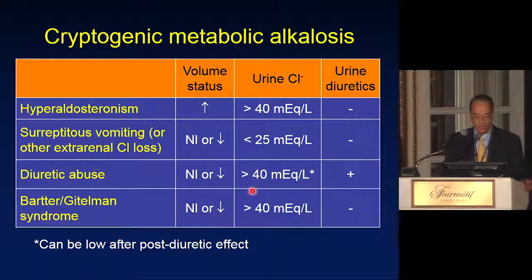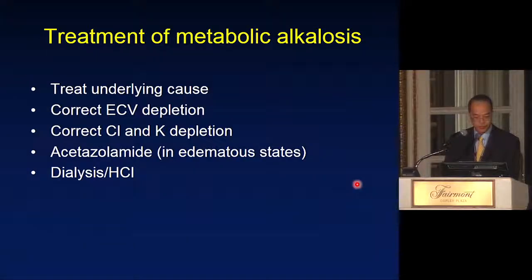Okay? Now, how do you distinguish between diuretic abuse and Bartter's or Gitelman's? The answer is it's very hard. It's not always that easy. But generally, you want to assay the urine for diuretics and try and catch the patient when they're taking the diuretic. Okay, treatment of metabolic alkalosis.